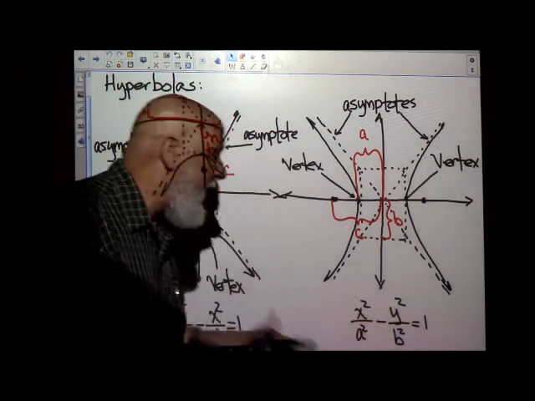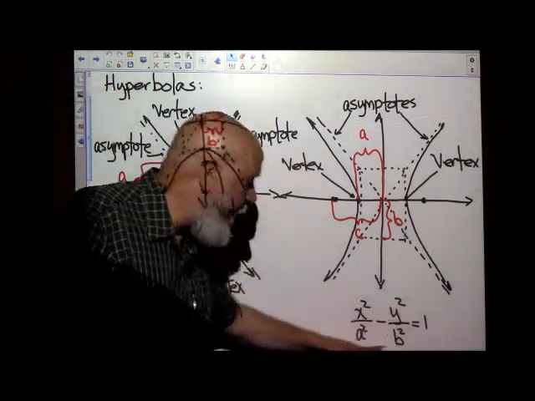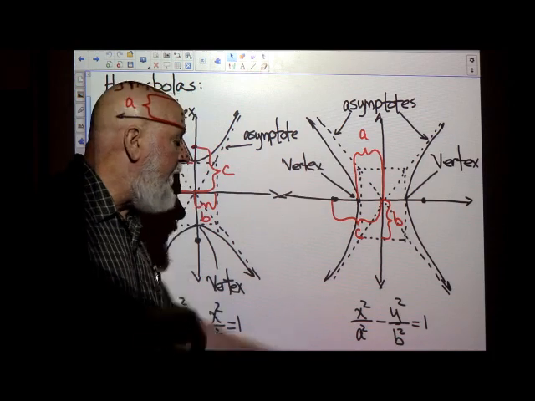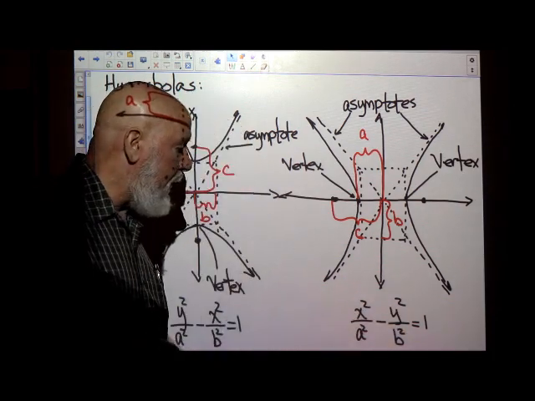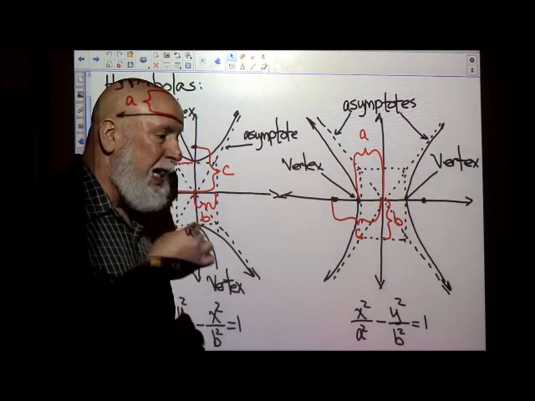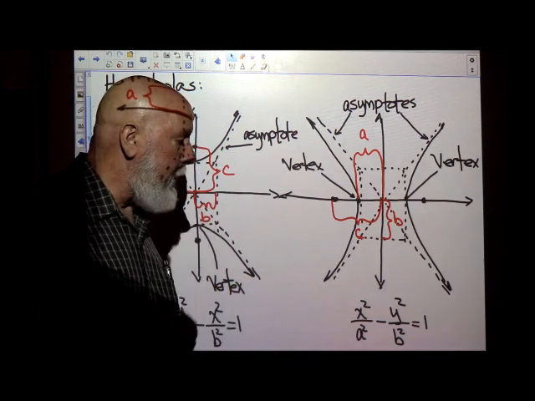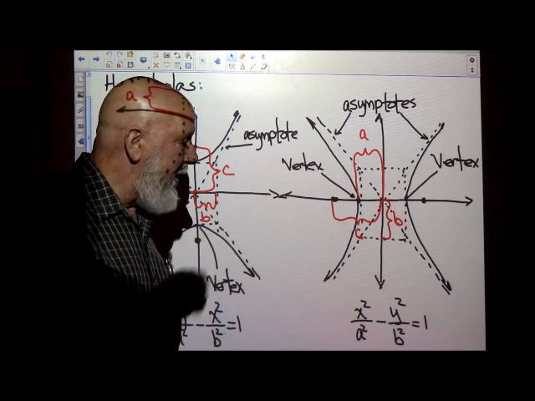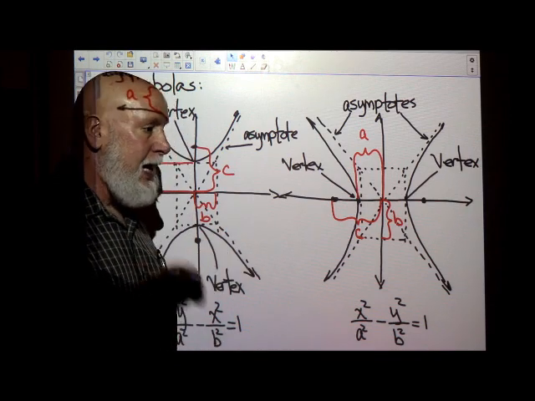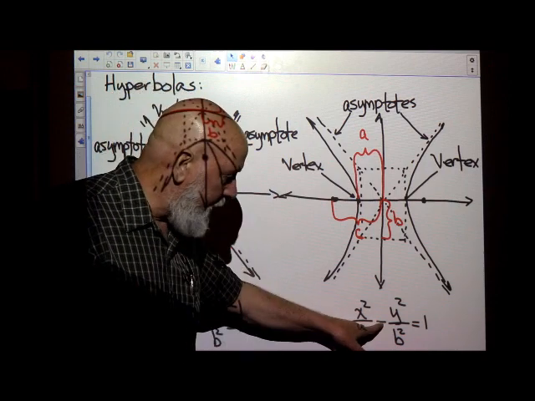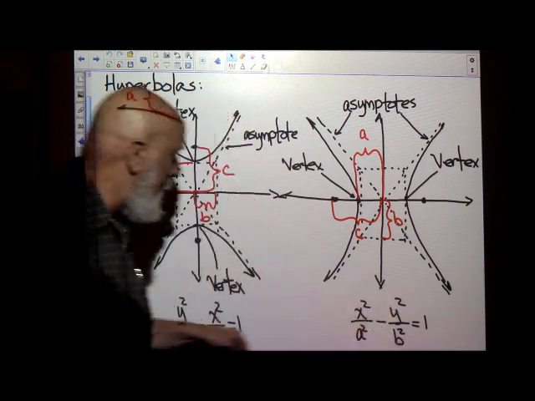And the way I remember that, it may be a silly little thing that I have in my head, but to tell the difference between the equation of an ellipse and the equation of a hyperbola is the fact that the word ellipse has a ps sound in it, and so does the word plus sign. So if it has a plus sign, it's an ellipse. That's how I remember it. This doesn't have a plus sign, so it's going to be a hyperbola.